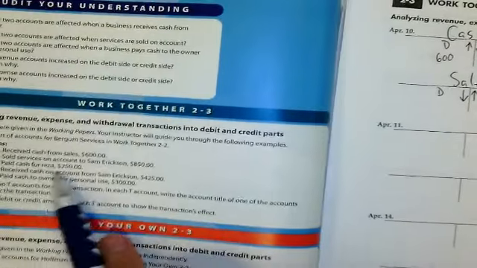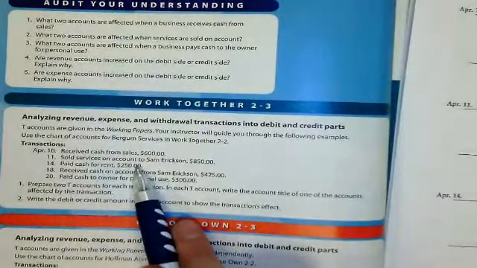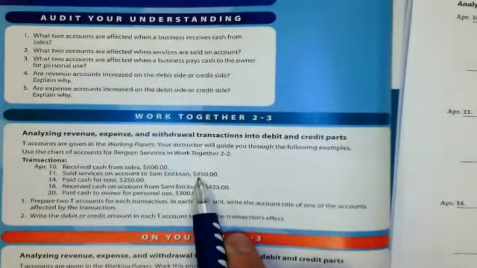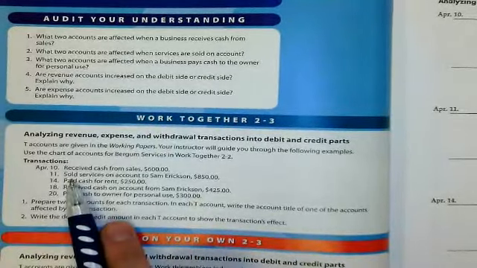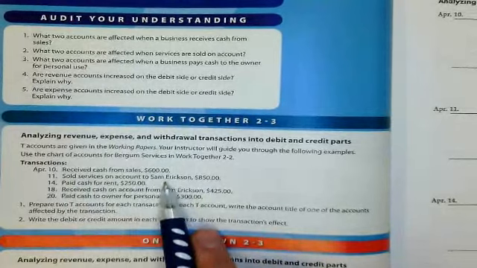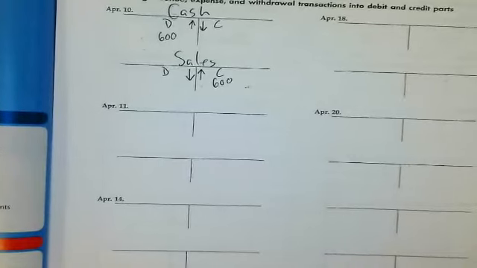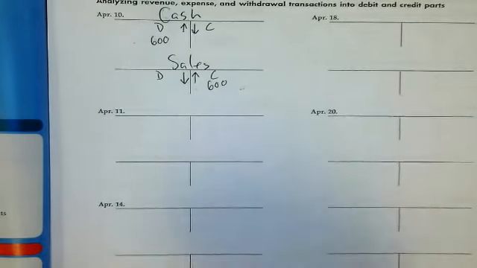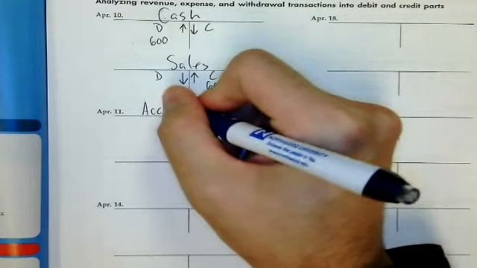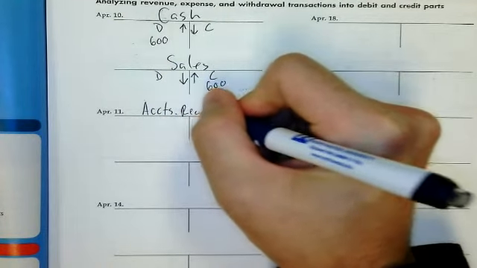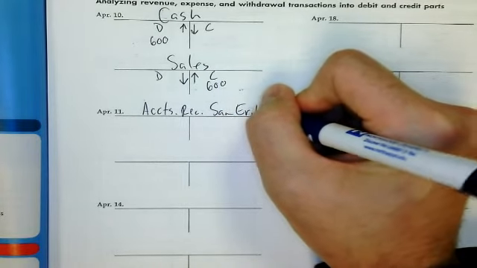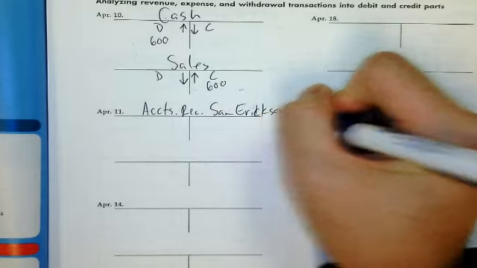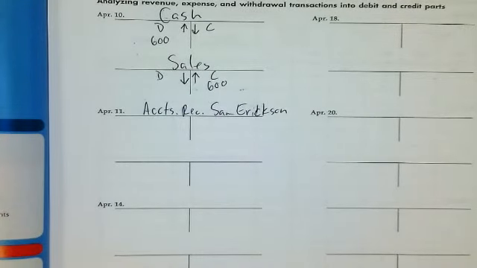Next one. Sold services on account to Sam Erickson, $850. So we have to figure out what two accounts are affected. What is one of my accounts going to be, everybody? Accounts receivable. And we're going to say Sam Erickson. It's important to write the people's names so you know who owes you money and how much.